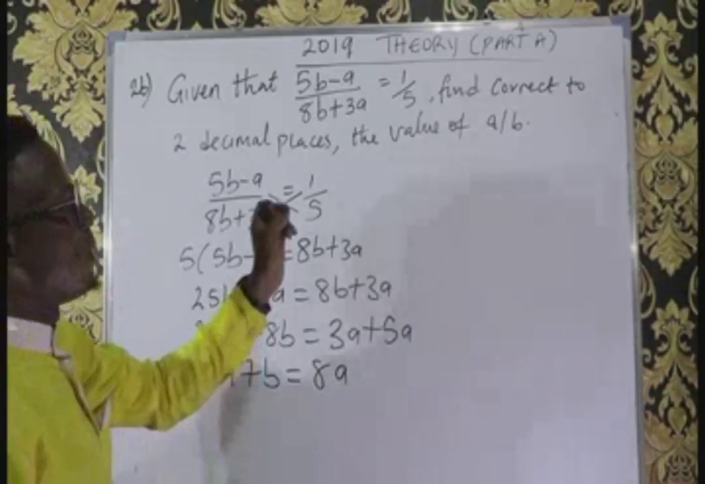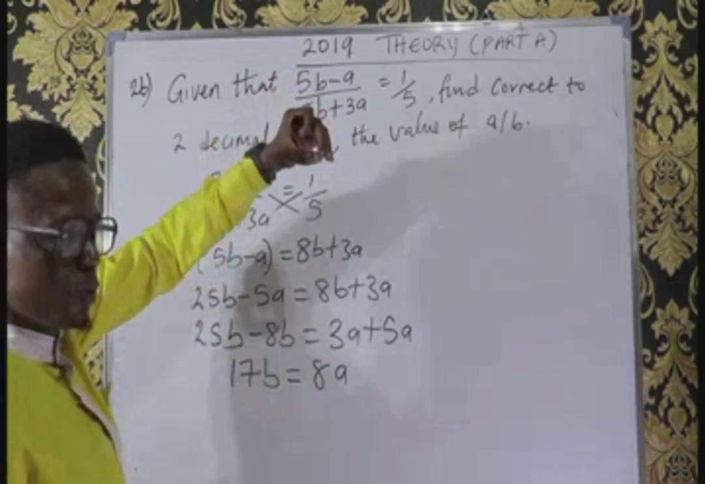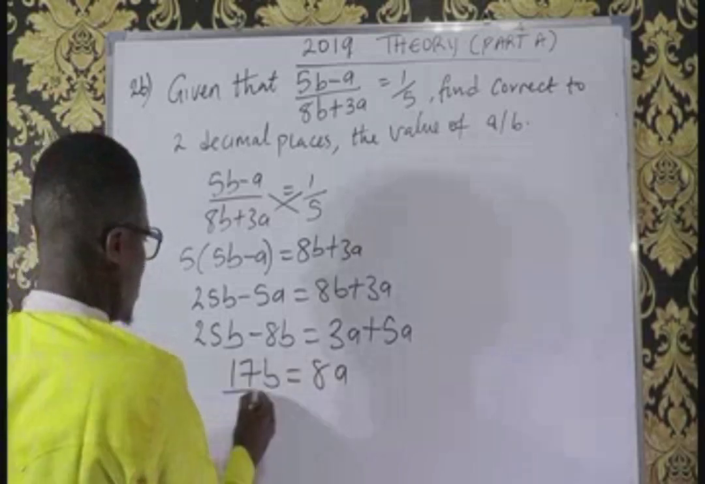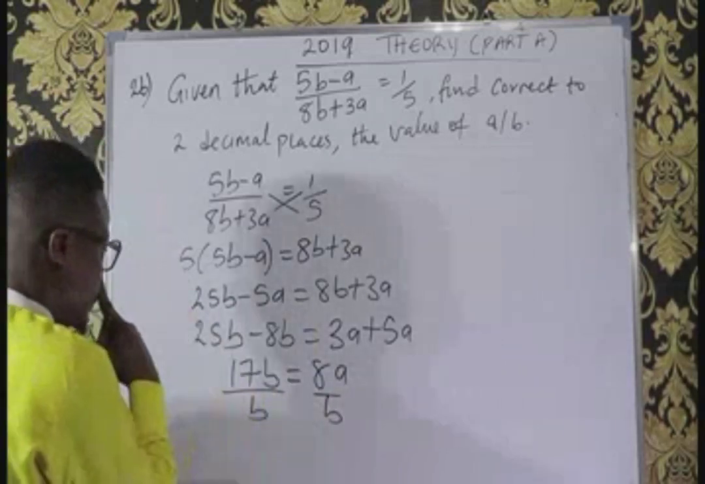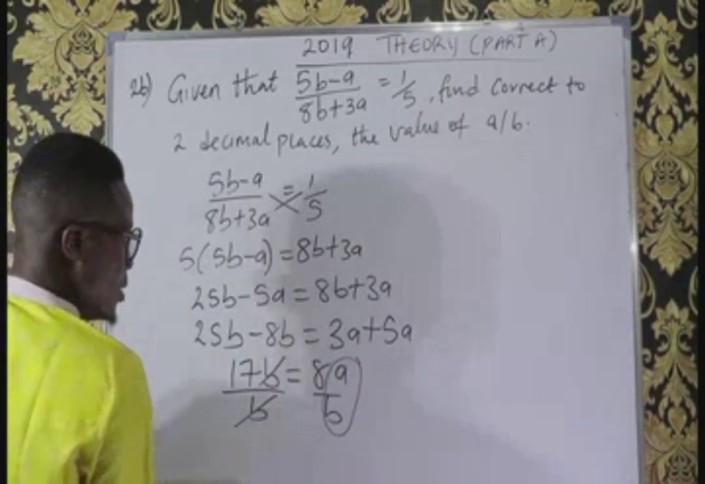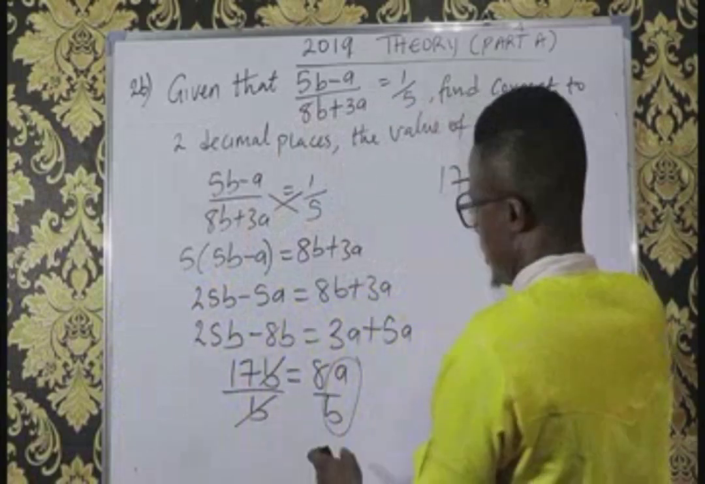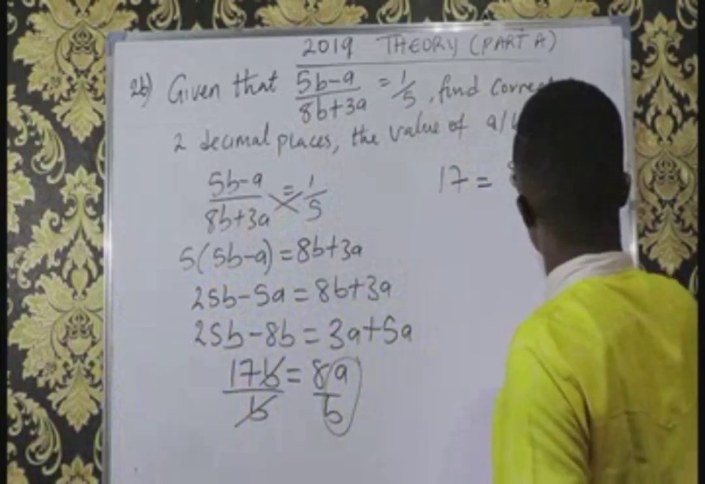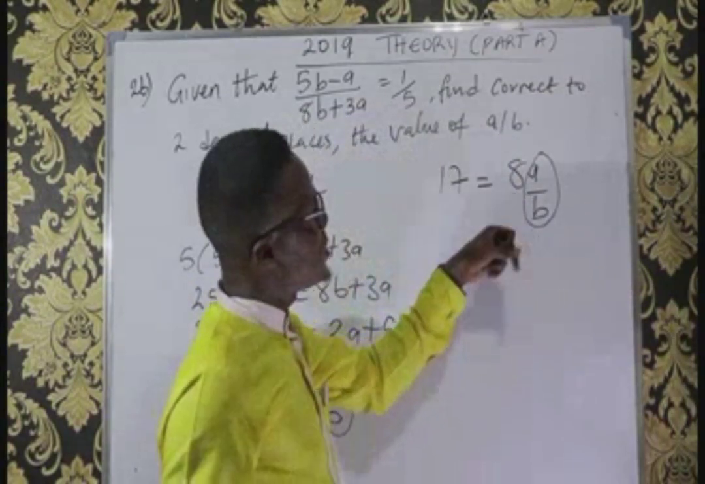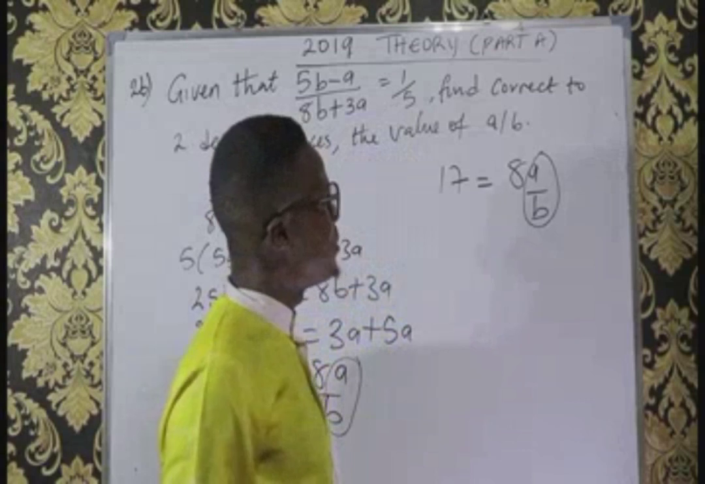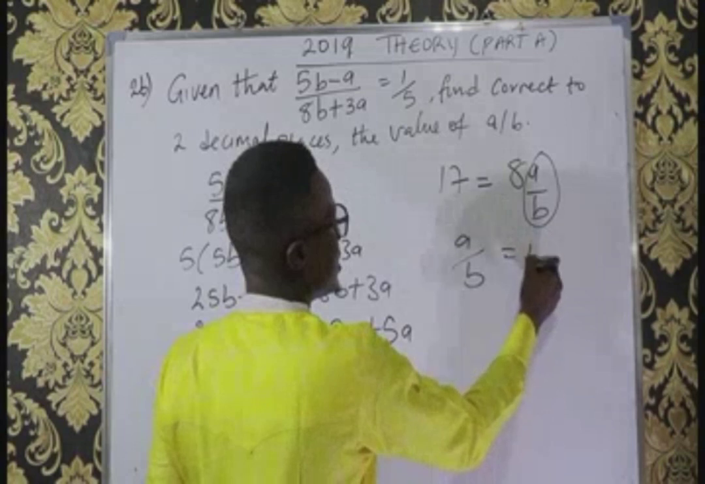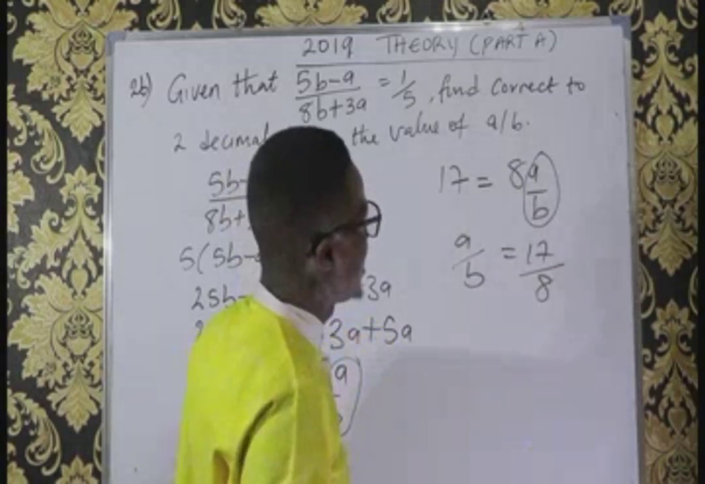The question says A over B, which means they want A to be on top so that B will be below. Therefore, I will divide by B since B will be below. I will say over B over B. B will cancel B. You can see that we've obtained that A over B they are talking about. You can now see that this 17 is now equal to 8A over B. And look at what we want. To get our A over B, I will divide both sides by 8 so that this 8 will leave A over B. So now my A over B will just be this 17 divided by 8, and that is the answer.